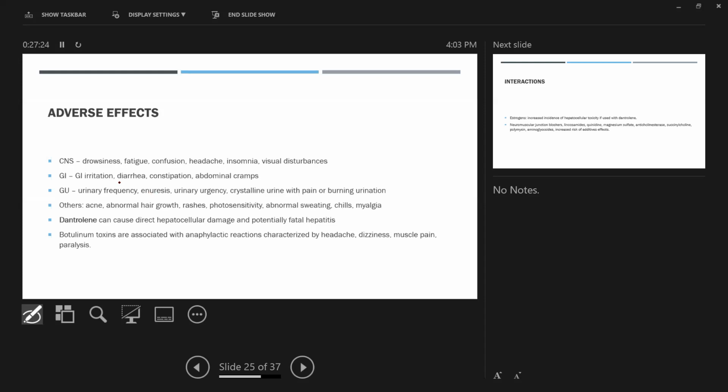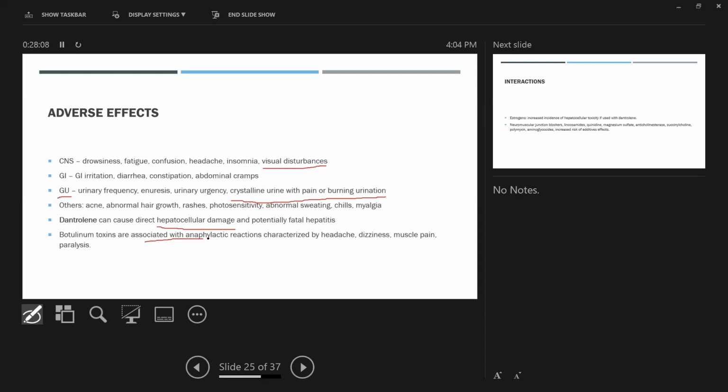Adverse effects, again, a lot of the same things. Urinary frequency, enuresis, crystalline urine with pain or burning urination, particularly with dantrolene. Gastrointestinal irritation, diarrhea, constipation, cramps. Drowsiness, fatigue, confusion, CNS visual disturbances. That's with dantrolene, and also with Botox, particularly if it's injected near the face. Dantrolene is the one you need to watch with liver damage. A one-time dose of dantrolene won't tend to damage the liver.